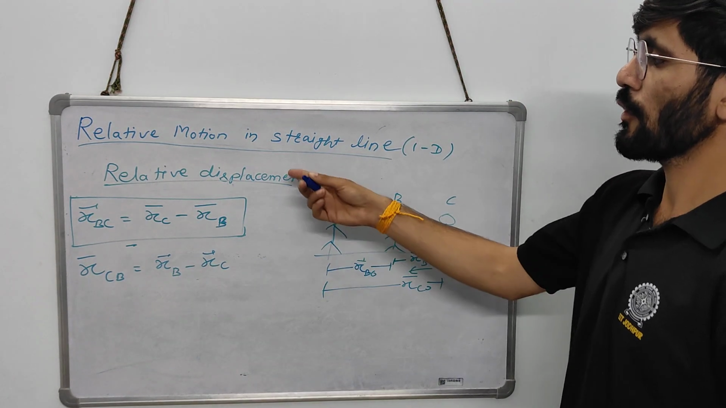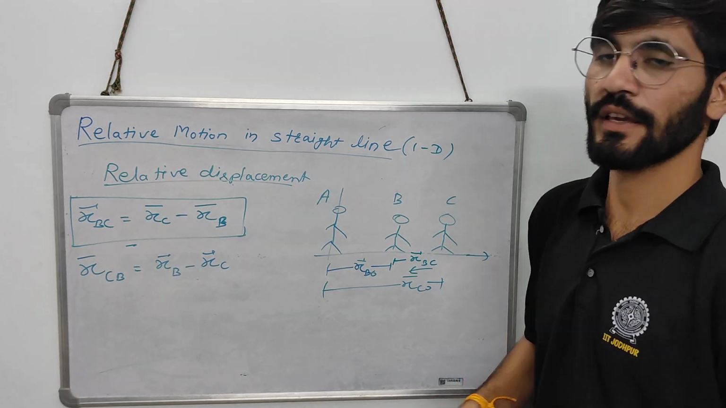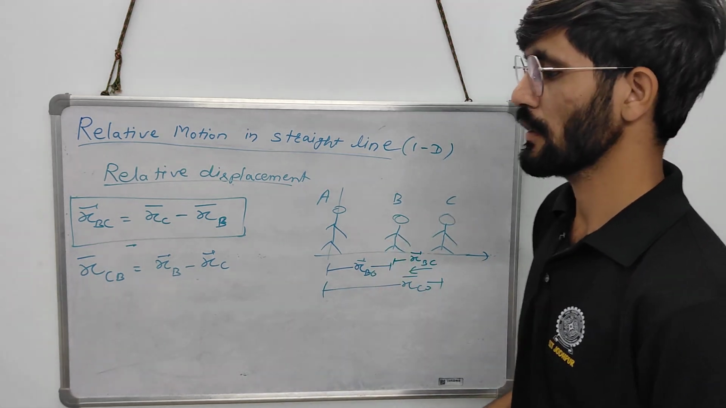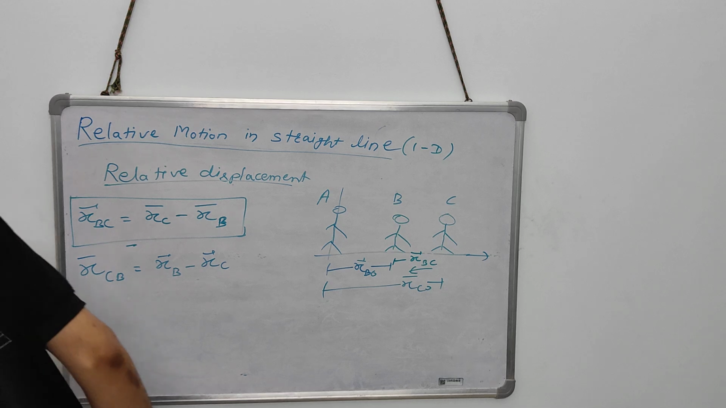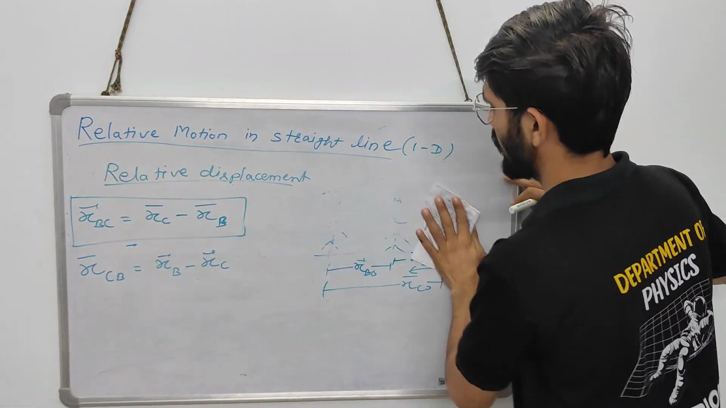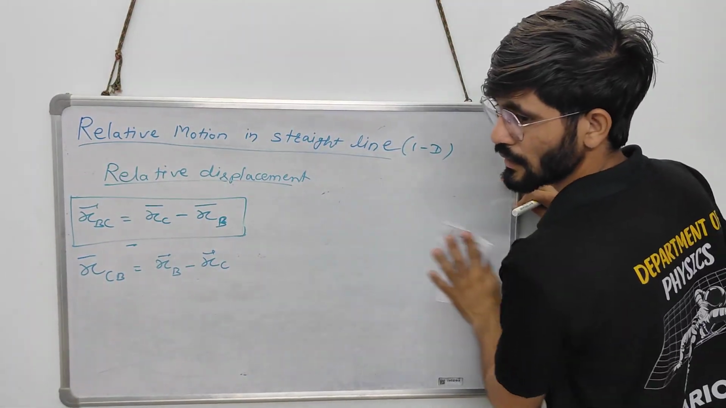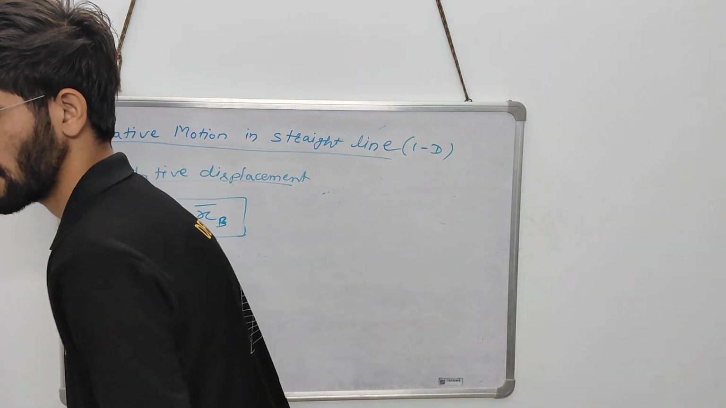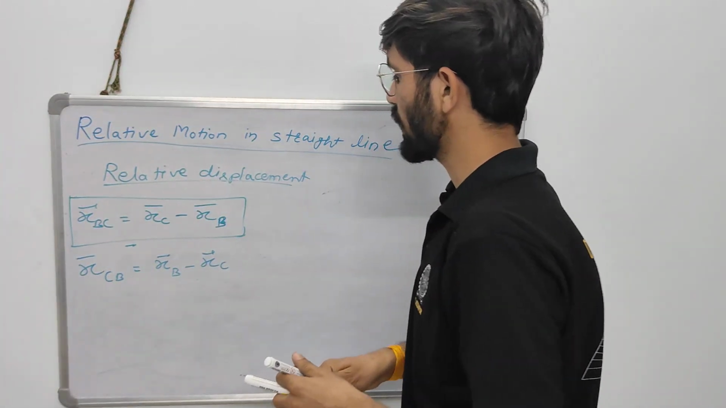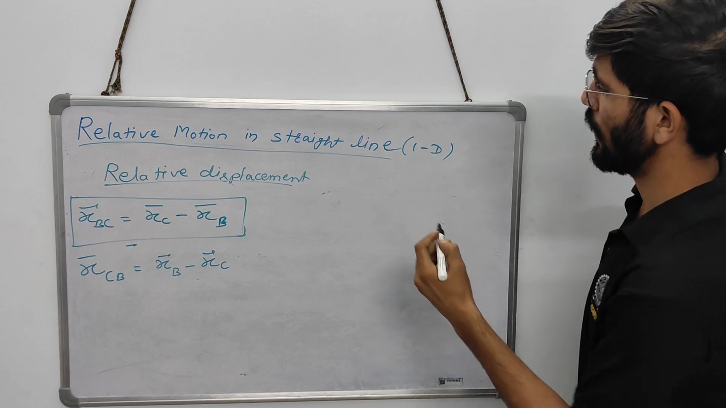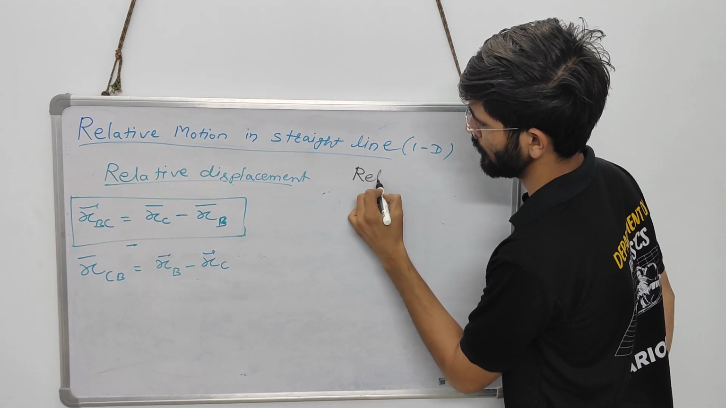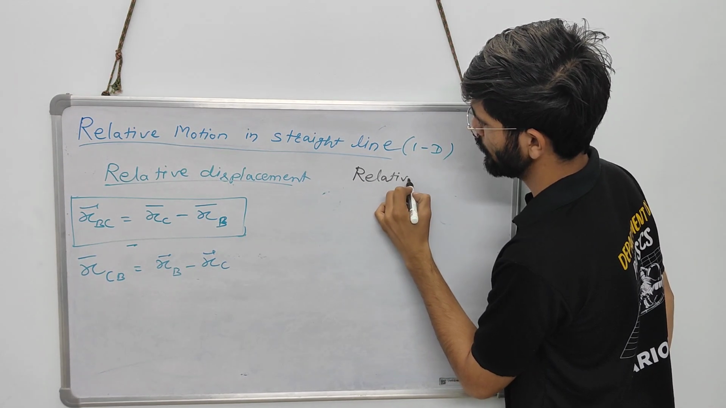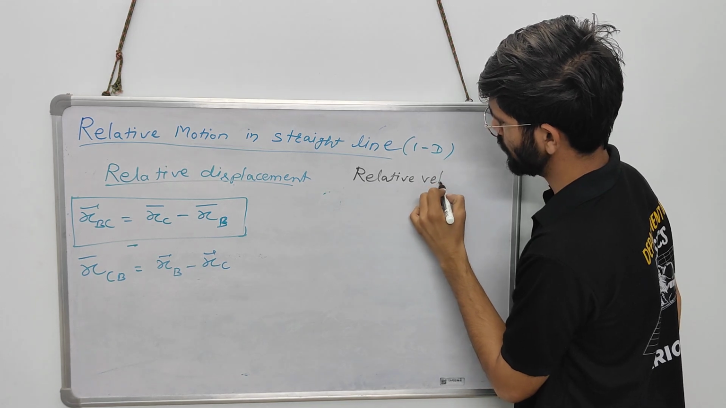So from here, the relative displacement, we can easily calculate the relative velocity. So let's see how we can calculate the relative velocity from here. This is the relative displacement. How can we calculate the relative velocity from here? Relative velocity.